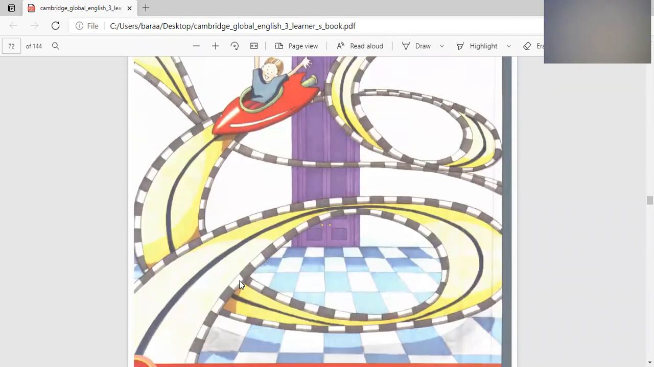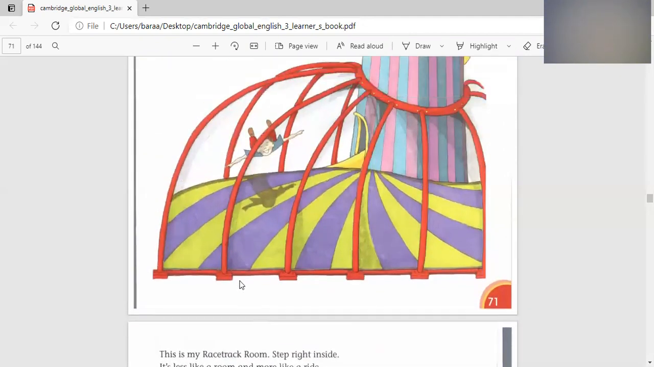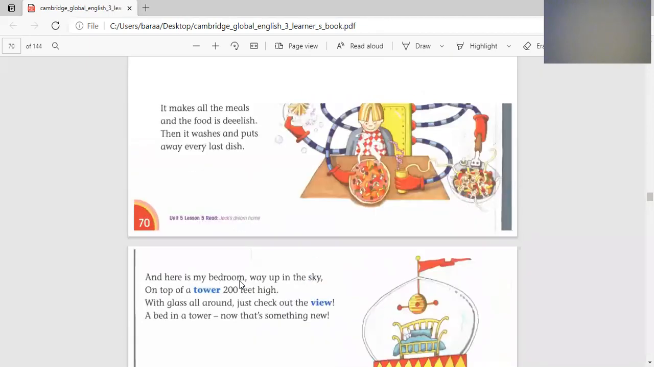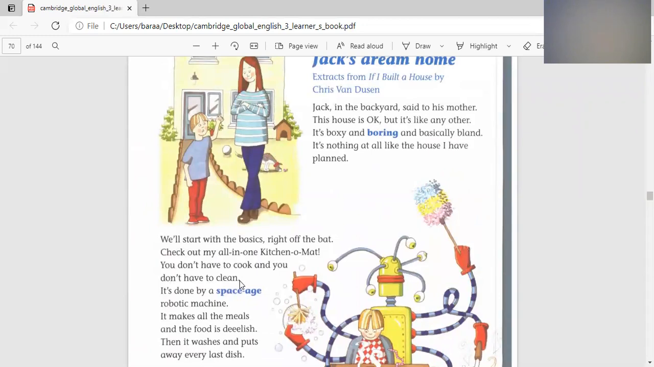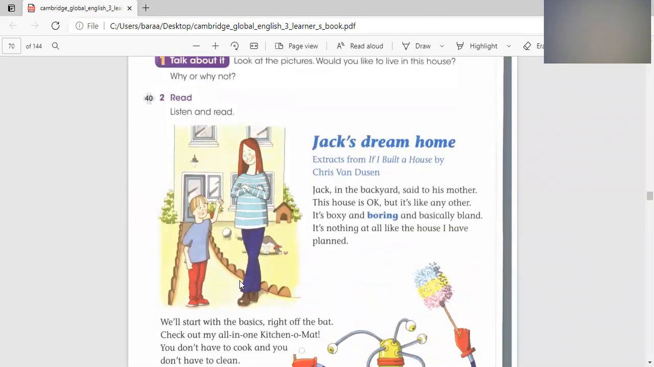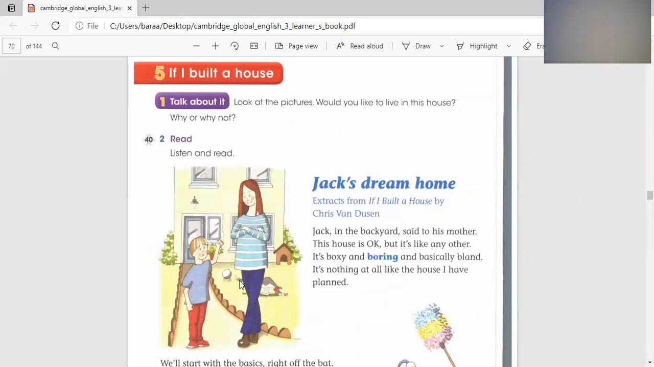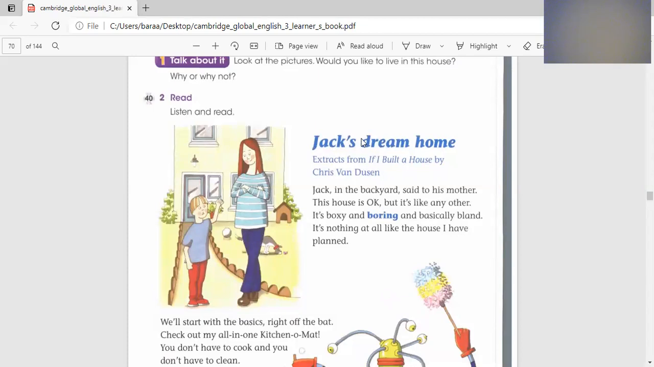Before we start reading, we can guess after looking at the pictures in these three pages that there is a boy, and we thought that he's a creative boy. And I thought he has a discussion with his mother about what he wants. After reading the subtitle, "Jack's Dream Home," we can guess that he is creative and he wants to do something abnormal. And what's the meaning of abnormal? Abnormal means out of the ordinary, okay?